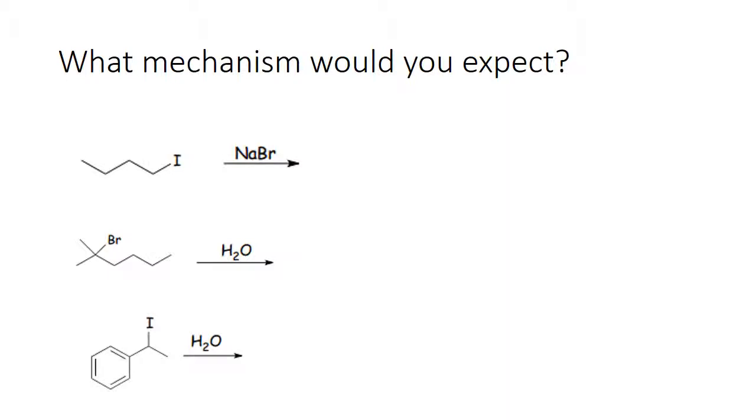So, now with what you know, what mechanism would you expect for each of these reactions? Well, if you look at this first reaction, you can see it's a primary substrate. That iodine is on a primary carbon. So what you would expect is a bromide is going to come in and displace the iodine and form this product. How will this reaction go? Since this is a primary carbon, it's going to go SN2.